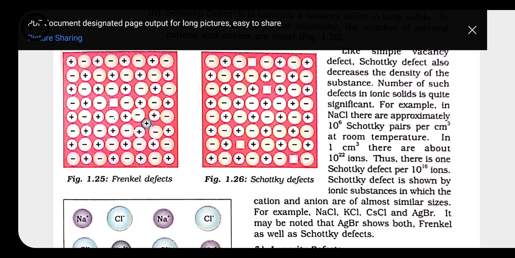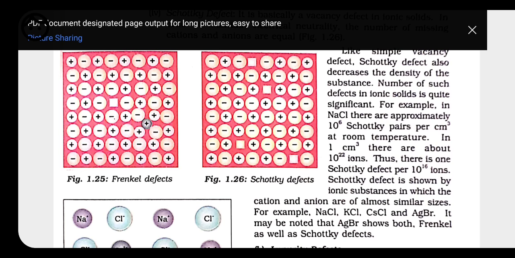Why does it happen? Because we always know that if the size of the anion is bigger, then it is going to leave small places in between, and this place is called the interstitial place. So if the cation is dislocated from its place, then it has to take the interstitial site, and the size of the interstitial void is very small, so it should fit there. That's why the size of the cation would always be smaller than the size of the anion in case of Frenkel defect. You people have to keep these things in mind because it is a very important point.